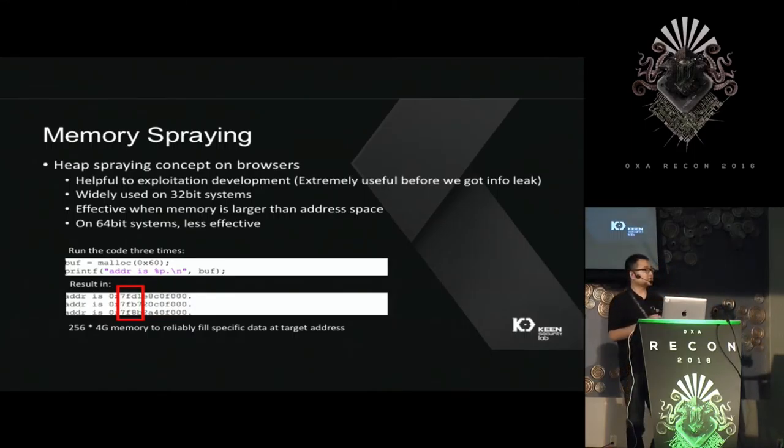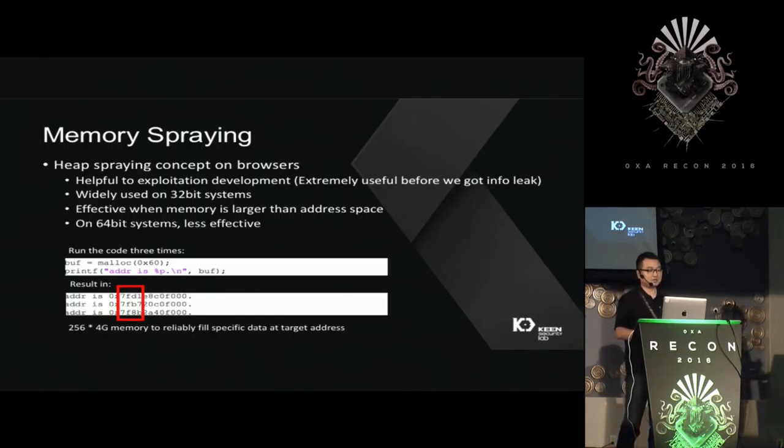So another thing that I need to think about is memory spraying. For memory spraying, what reminds me is the heap spray on the browser side, which is extremely reliable, especially on 32-bit systems, because the memory at that time was much larger than the address space. On a 32-bit system, the address space is 4 gigabytes, but your memory is larger than that. So you can do a lot of allocations of duplicate values, so that on a specific and fixed value, you can get your reliable controlled data. On a 64-bit system, it will be less effective.